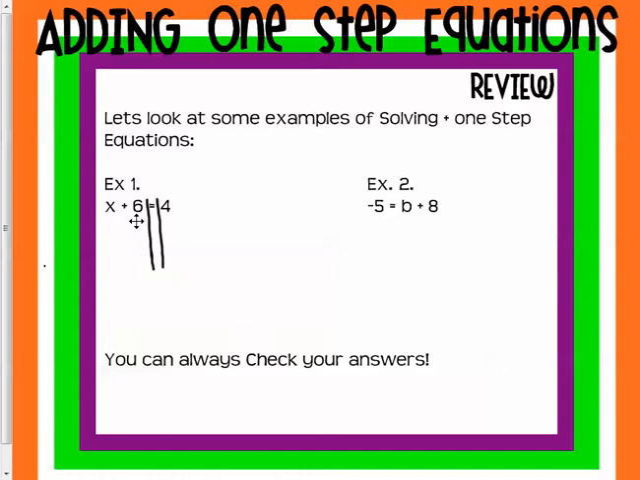For example, if you have x plus 6 equals 4, you're taking 6 away from both sides to keep it balanced. That way you can get x alone, and that equals 4 minus 6, which is negative 2. You can check your work by plugging the negative 2 in for x, adding 6, and when you do this, you know 4 equals 4.